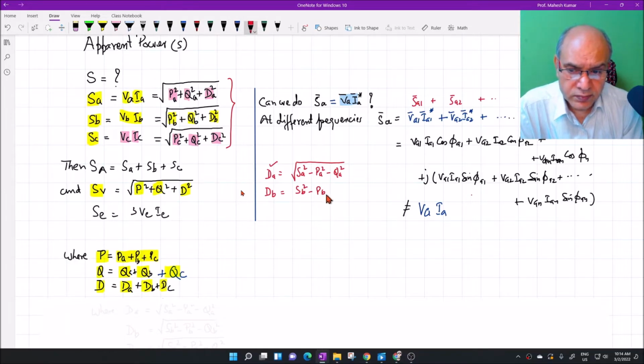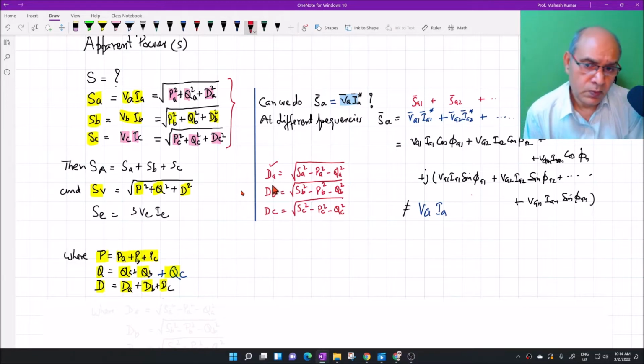PB square, I think I have given down, but just let me complete it. P square, and then DC will be the square root of SC square minus PC square minus QC square. So once we know the distortion powers DA, DB, DC, then we can find out capital D and capital Q and capital P accordingly.